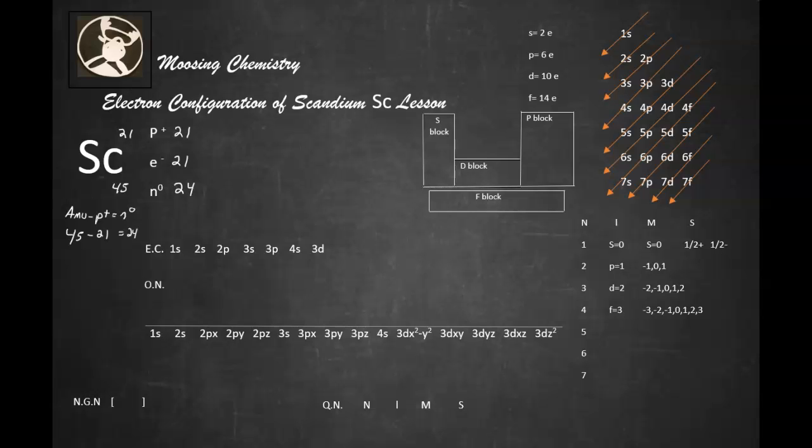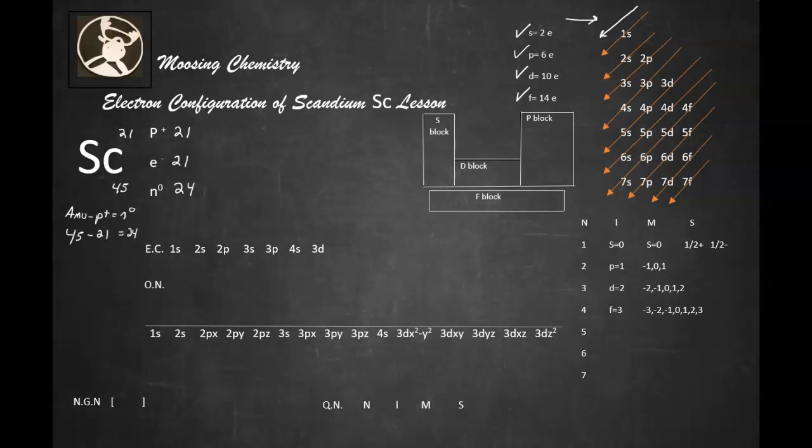But before we do our electron configuration, let's remember that the s subshell can only hold 2 electrons, the p subshell can hold 6 electrons, the d subshell can hold 10 electrons, and the f subshell can hold 14 electrons. We're going to use the Aufbau principle, or the diagonal rule, and we're going to start sliding down these arrows until we run out of electrons.